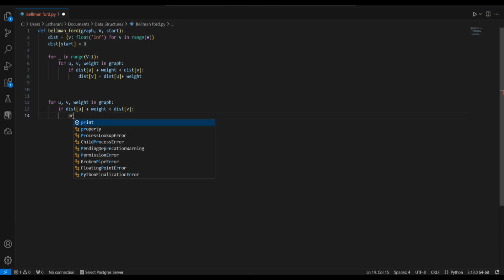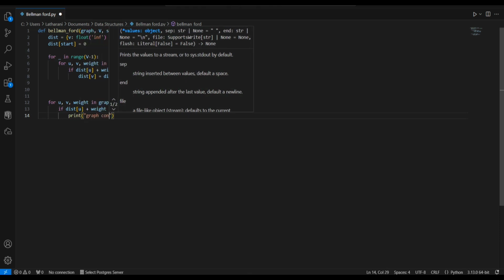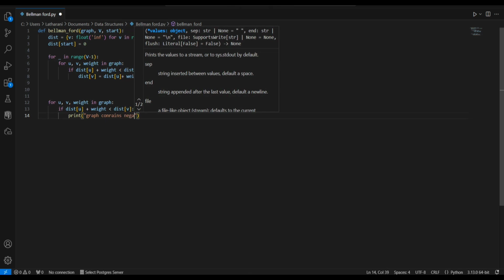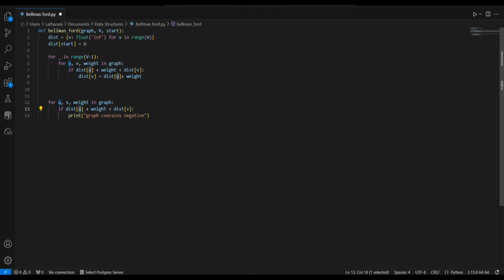print the graph contains a negative weight cycle. Otherwise, return none. The output, the shortest distances: if no negative cycle is detected, the algorithm returns the dictionary dist, which contains the shortest distance from the source node to all other nodes. Finally, the distances are printed to the console.